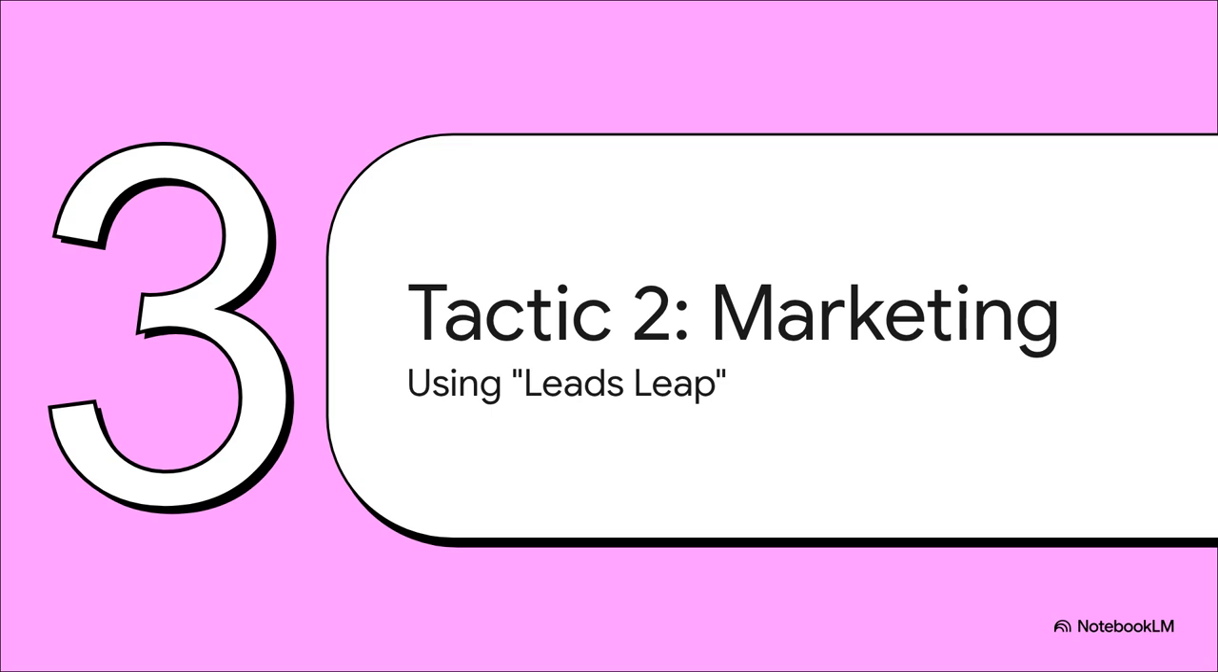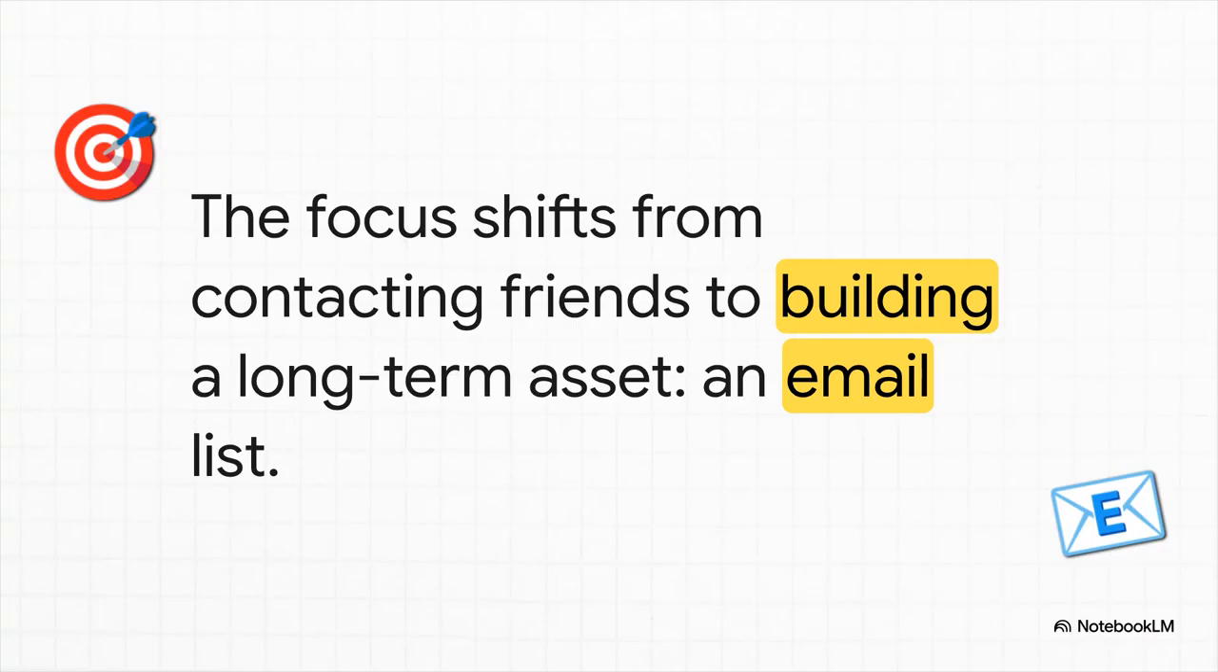But you can only message your friends and family so many times before you run out of people. So once that personal network is tapped out, the strategy has to evolve. And this is where the more professional marketing tools start to come into play, specifically a system called Leads Leap. And this right here is a really fundamental shift in the whole game. It's no longer about just getting your friends to click a link. The focus pivots to building a real long-term asset for yourself, an email list. This is where things move from just quick outreach to sustainable lead generation.